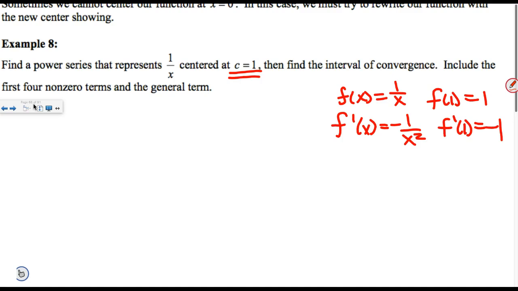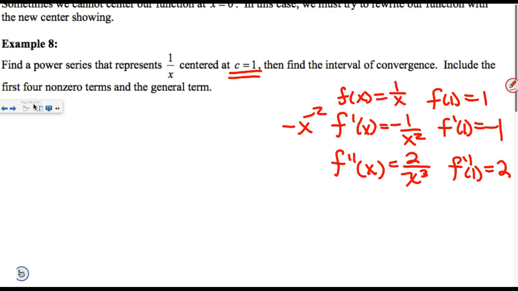My f double prime of x, that's really negative x to the negative 2, would be 2 over x cubed, right? Watch my arithmetic, but I'm good, I think. So my f double prime at 1 will equal 2. Am I going too fast, Kovac? I'm good. Now, notice the alternator coming in because of this negative positive stuff going on here. My f triple prime of x would be negative 6 over x to the 4th.